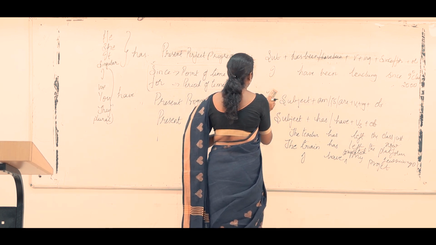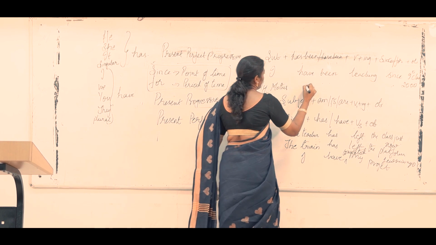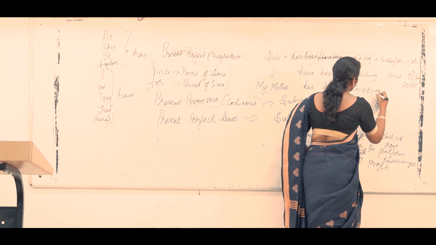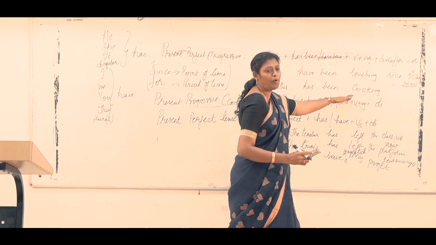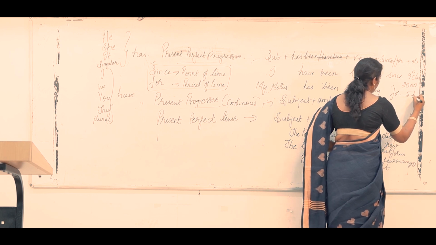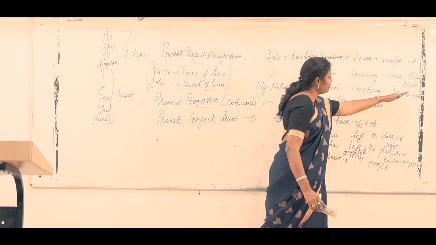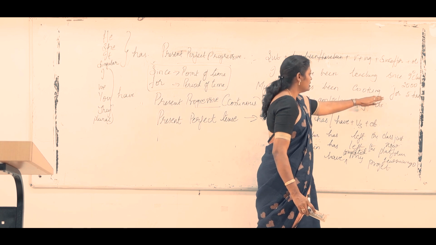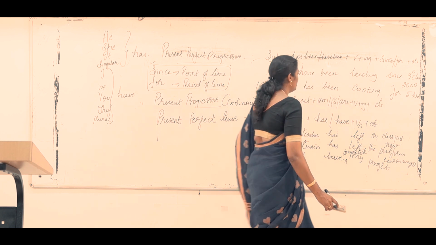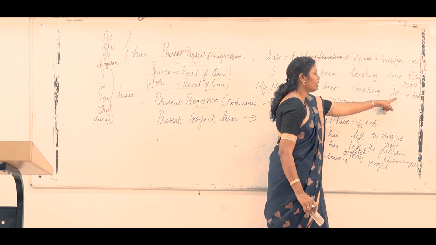Let's go with has. My mother has been cooking. As we have used since here, let's use for. My mother has been cooking for 5 hours. Now here I'm not exactly telling from which point of time to which point of time. Simply I'm saying 5 hours. It can be in the morning, it can be in the afternoon, or it can be in the evening. So I'm not very specific about the exact time, but I'm just talking about the period.